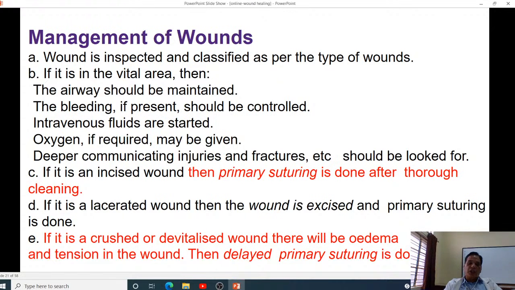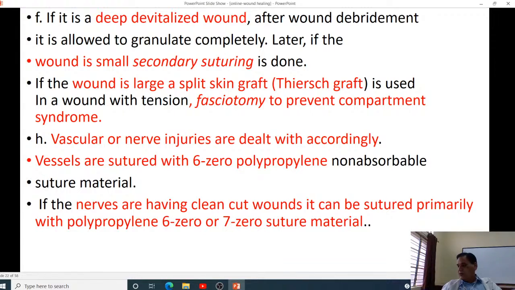So any suturing of a wound with edema and tension is not going to heal. So better wait for delayed primary suturing, or what is called tertiary intention. Okay. So deep divertless wound, wait. If it is small, go for secondary suturing.